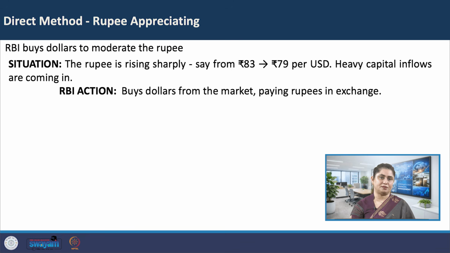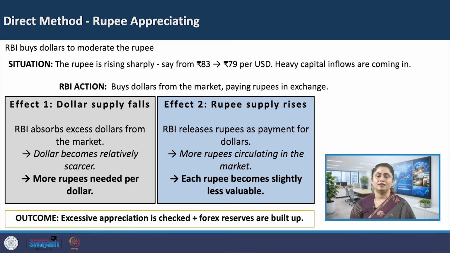So the RBI steps in and buys dollars from the market, paying rupees. Now what happens? The RBI is absorbing excess dollars from the market. Dollar supply falls. Dollar becomes relatively scarce and therefore more valuable, meaning more rupees are needed per dollar. Simultaneously, the RBI is releasing rupees into the market as payment. Rupee supply increases. More rupees in the market means each rupee becomes slightly less valuable.